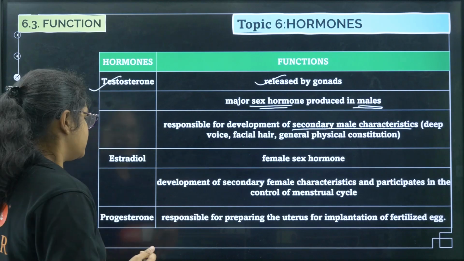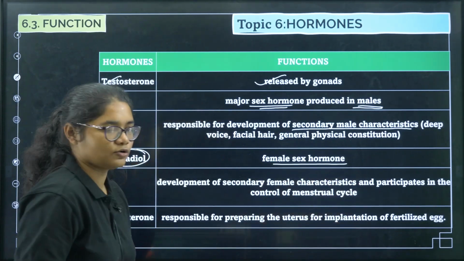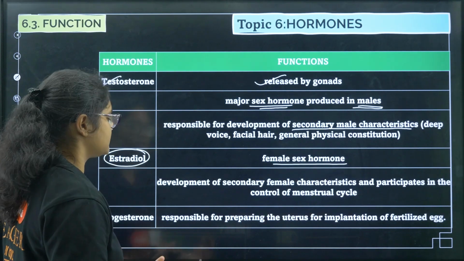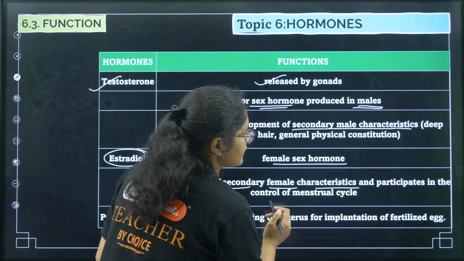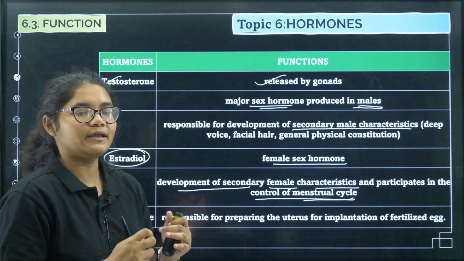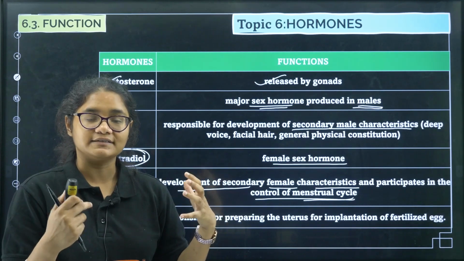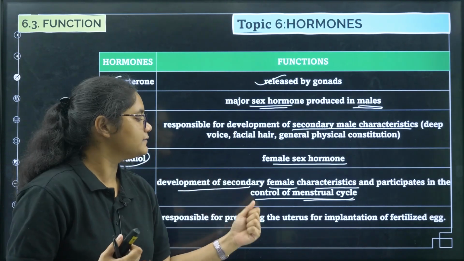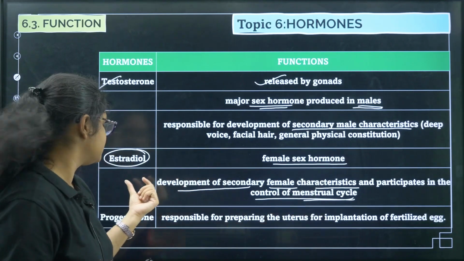Next we have estradiol. This is a female sex hormone, and what is its function? Development of secondary female characteristics, and it participates in the control of the menstrual cycle. So when a female attains puberty, they also develop certain secondary sexual characters, and that is what is regulated by this estradiol.